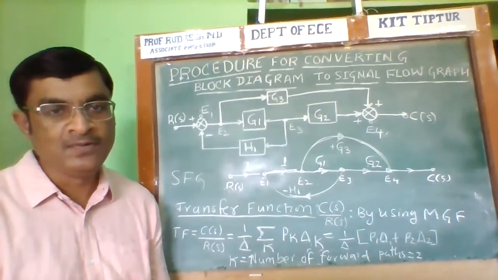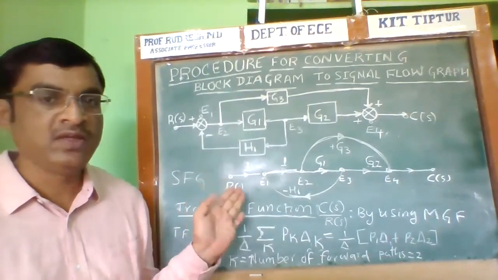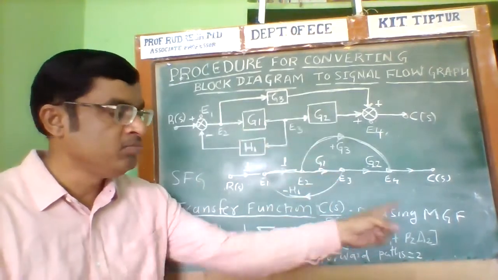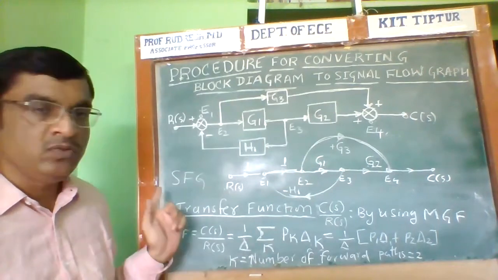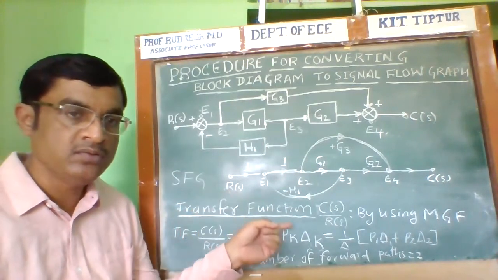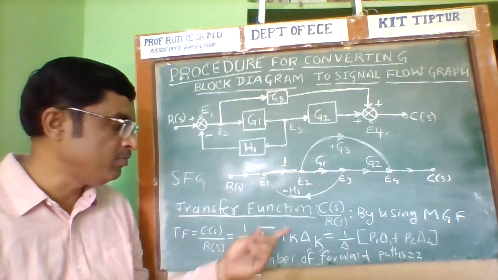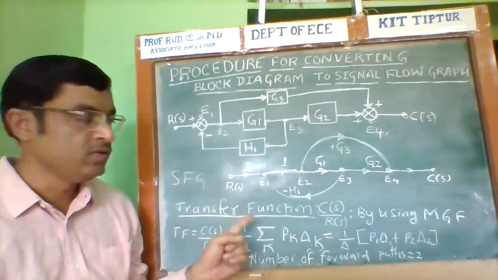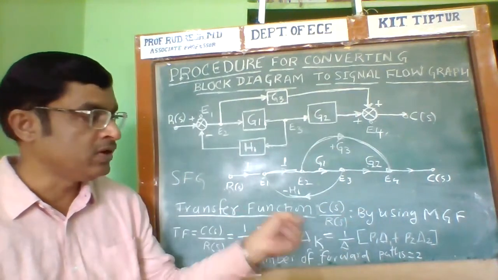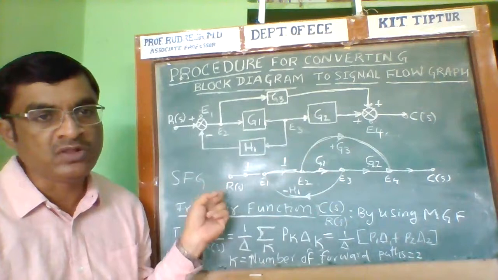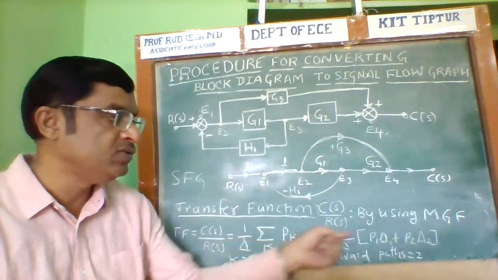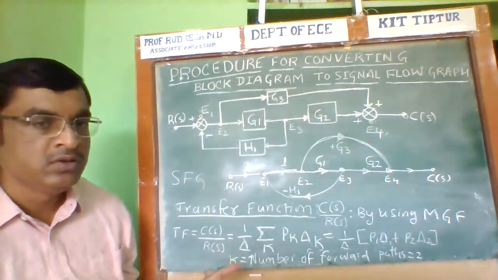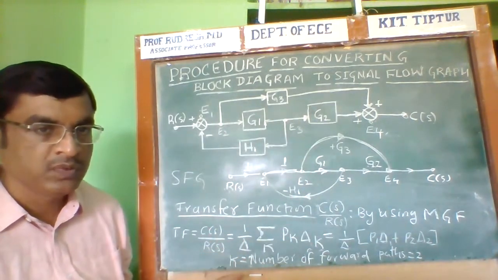The next step is to find the transfer function of this converted signal flow graph by using Mason's gain formula. How do we find the transfer function or overall gain of this system, C of S divided by R of S, by using Mason's gain formula? The first step is to write down the formula, Mason's gain formula, which gives the overall gain of the system.